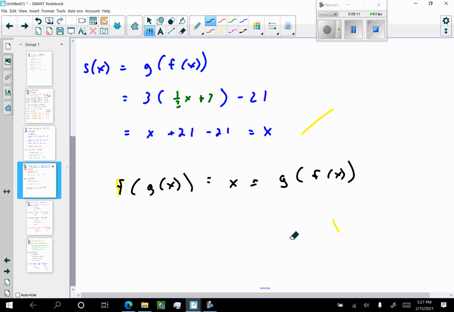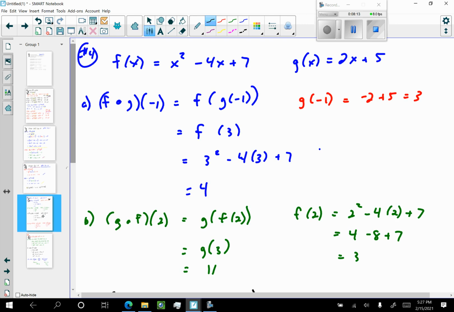Well, let's go on to number 4. Here I want to find the composition of specific values. f of g of -1. Here I have to find g of -1 using the function g. That's going to be 3. f of 3, you're going to put 3 in for x. 3 squared minus 12 plus 7 is 4. Bam.